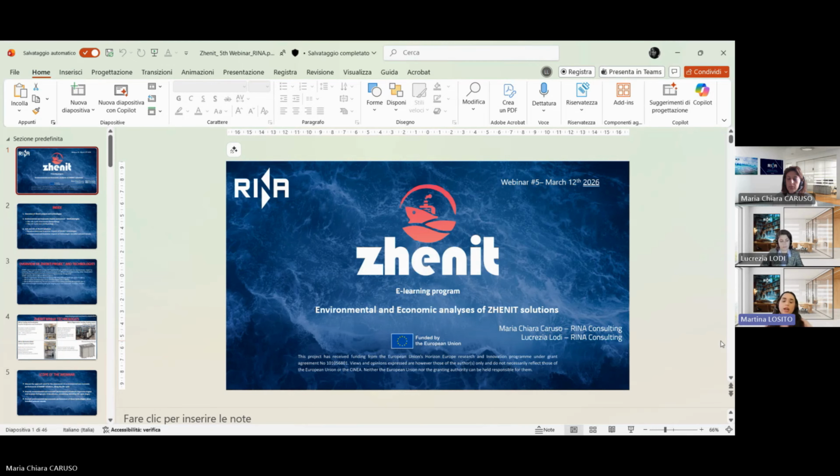So let's go through these steps. The first step is the goal and scope definition. As said, we will define the objective of the study, so the reason for conducting the study, the target audience, and therefore who will receive this information, and so how it is communicated.